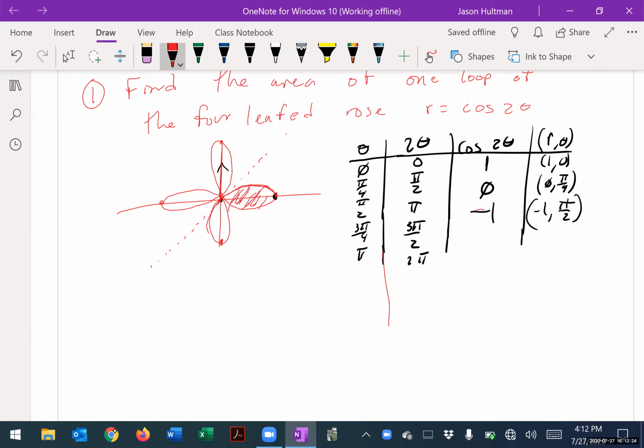Okay, so I know that we go back to 0 at pi over 4. So this is pi over 4. I get this top arc here, maybe I'll put that in black. I get this top arc by going from 0 to pi over 4, which is in black.